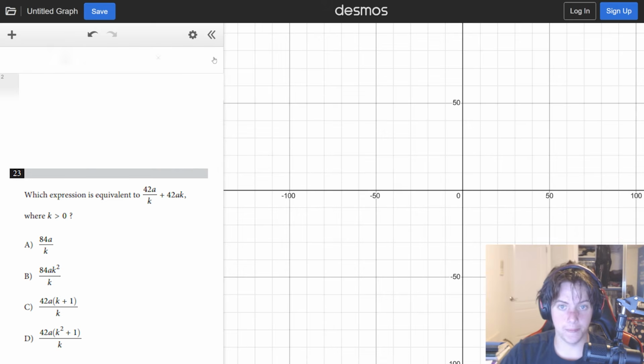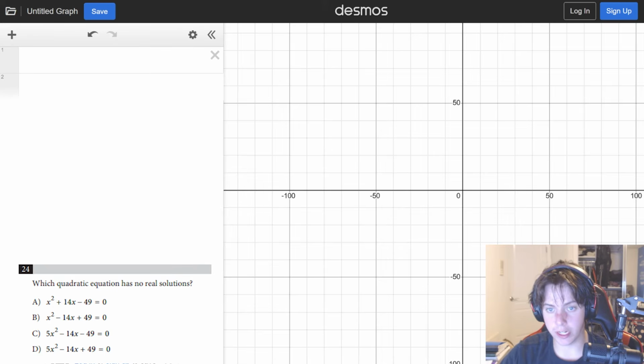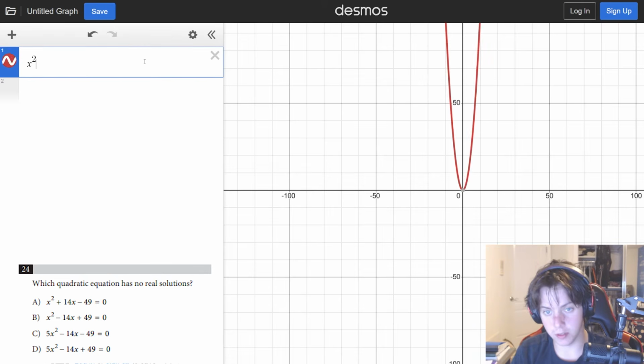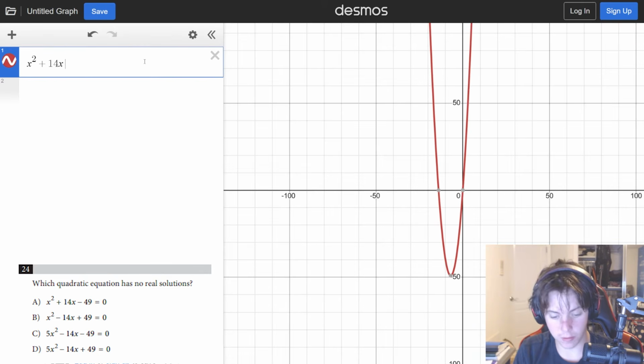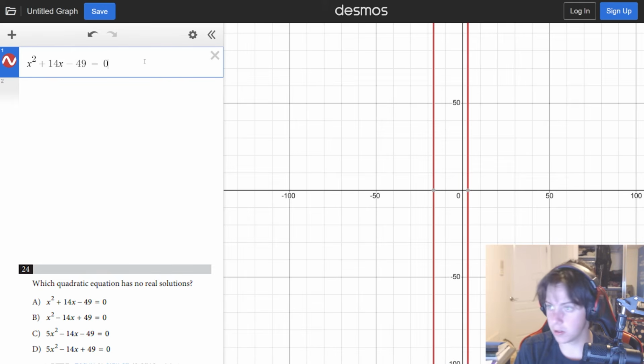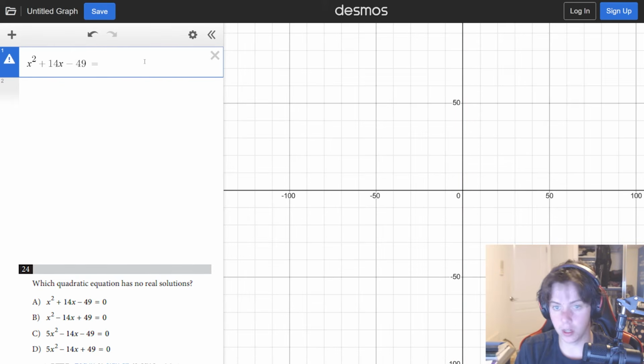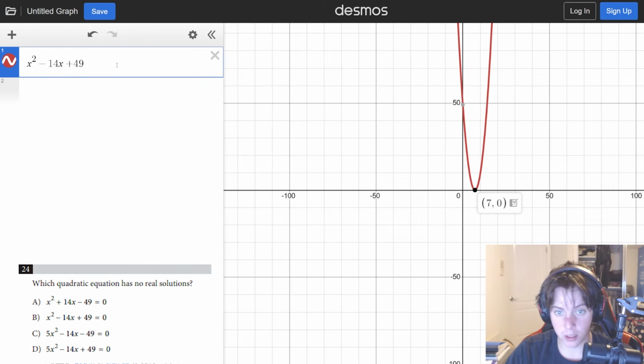That's great. 24. Which quadratic equation has no real solutions? So we're just going to try out all these equations. Plus 14x minus 49 equals 0. So that has a solution. Then our next one's plus 49 minus 14x. Then we see that has a solution.